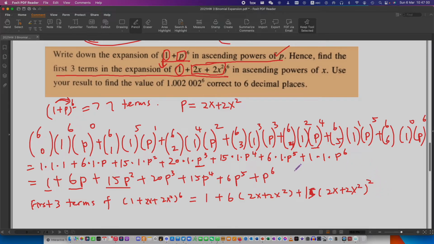So the first three terms of this. Okay, so you just solve this. So you get 12x plus 12x squared. Then 15. Well, no, not yet. Must open this square first. 15 times 4x squared, plus 8x cubed plus 4x to the power 4, right? Okay.